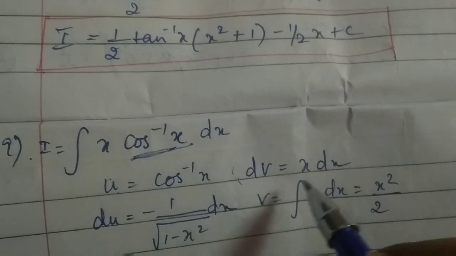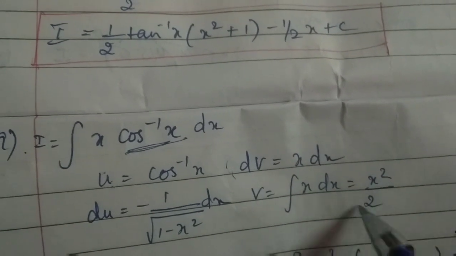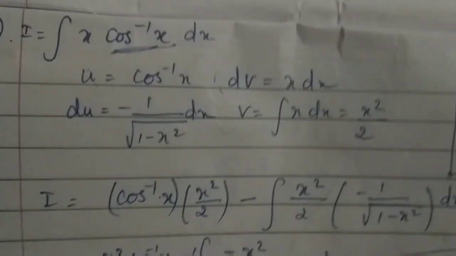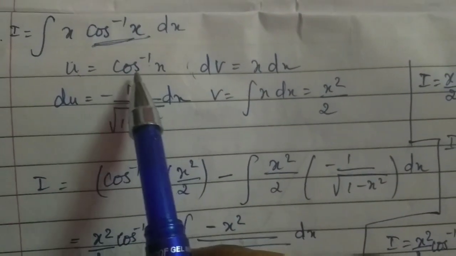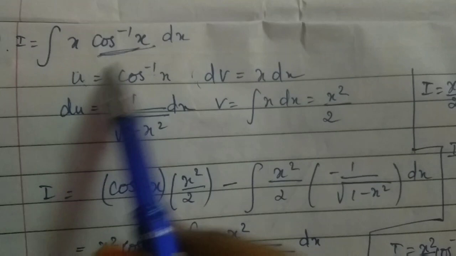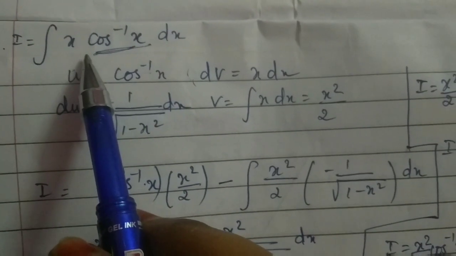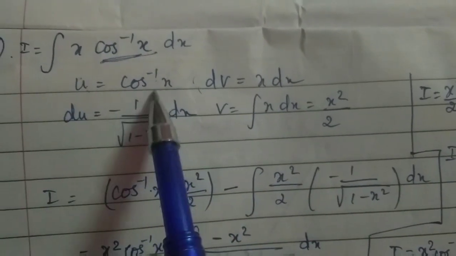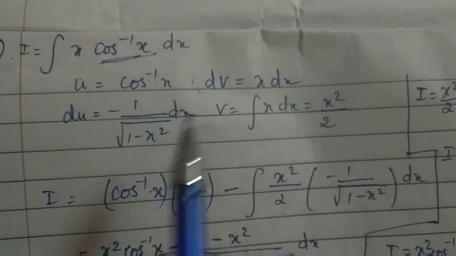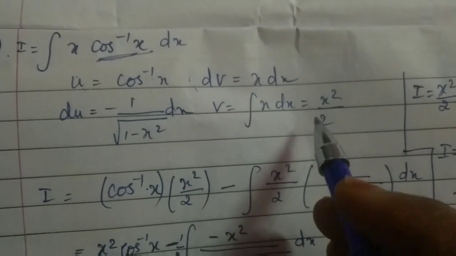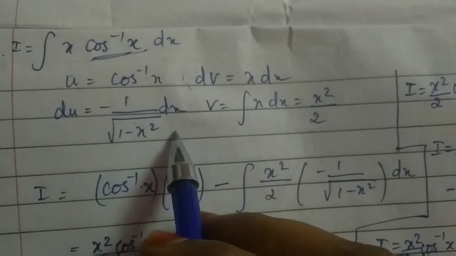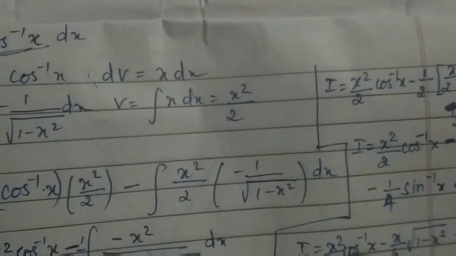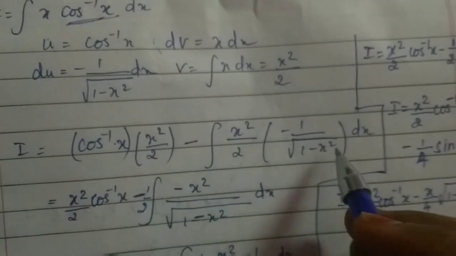To get v, you need to integrate this. When you integrate, you will be getting x squared by 2 by applying integral of x power n dx. Now the formula for integration by parts is uv minus integral v du. uv is cos inverse of x into x squared by 2, and minus integral of x squared by 2 into minus 1 by root of 1 minus x squared dx. That's what I have written here.